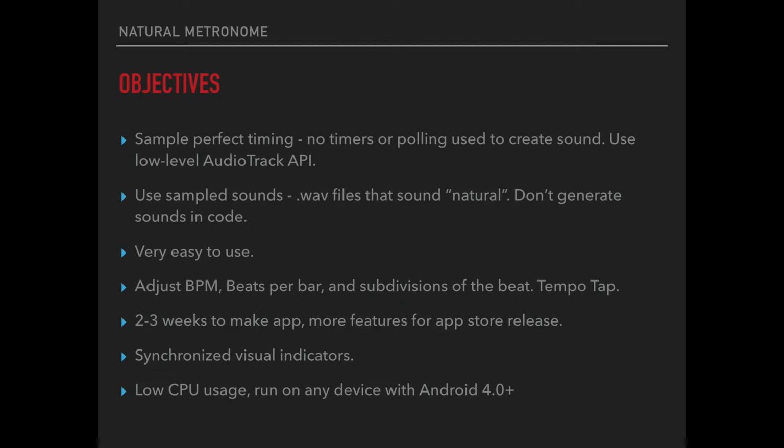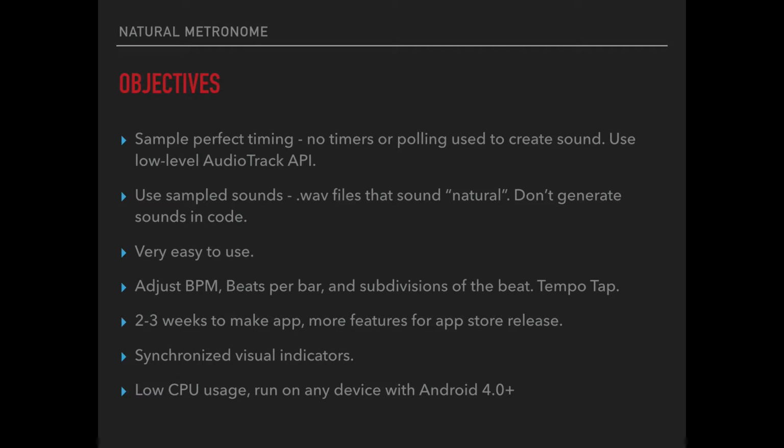You could tap the pulse, and it'll adjust the BPM to what the pulse of the song is. And obviously, we only had 2 to 3 weeks to make the app, so I'm going to add many more features before I release it, most likely. I also want to have synchronized visual indicators. You'll see how that works when I demonstrate it. And I didn't want to do any kind of high CPU things like poll system time. I started out doing that, polling system time, in order to show the visual events at the right time.